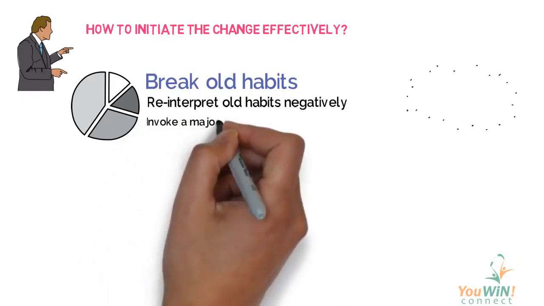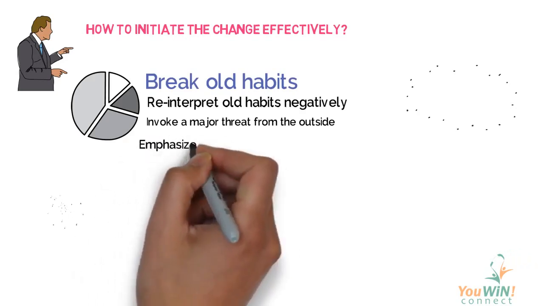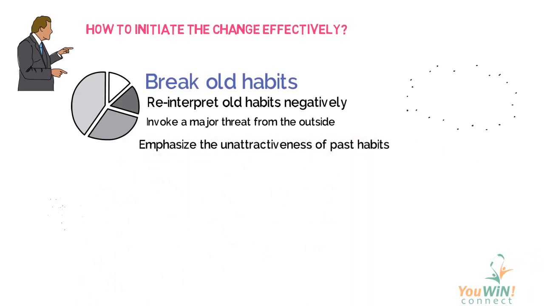Secondly, we need to invoke a major threat from the outside that calls for insiders' unification to defeat the threat. For example, fierce competition from large manufacturers in Asian countries, after Nigeria relaxed import policy and sought investment from these countries, will require Nigerian companies to change in order to survive. Third, we need to emphasize the unattractiveness of past habits or the lack of compatibility of those attributes with the current goals and requirements for success.